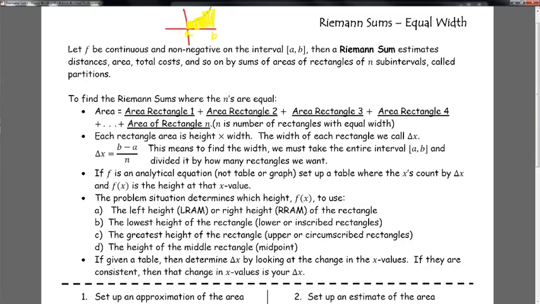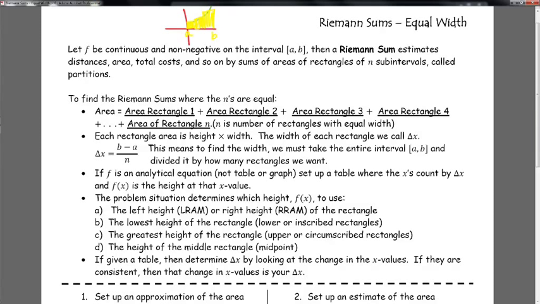There are going to be times where they go ahead and give you delta x, and then you don't need to worry about using your entire interval, dividing it by the number of partitions. If f is an analytical equation, not a table or a graph, then you're going to set up a table where x's count by your width, your delta x, and the f of x is going to be the height at that particular x value.